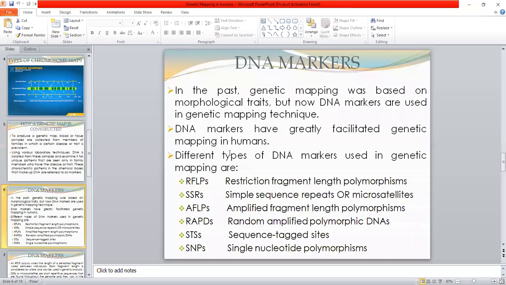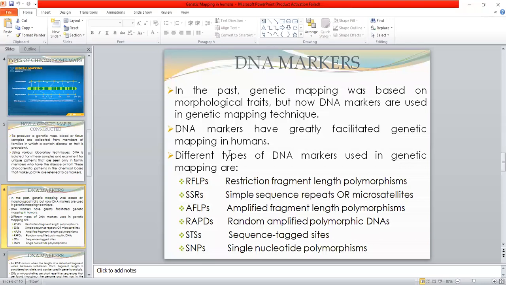In the past, genetic mapping was based on morphological traits, but now DNA markers are used in genetic mapping techniques. DNA markers have greatly facilitated genetic mapping in humans. With the development of DNA markers, the genetic mapping technique has been greatly accelerated in human beings.